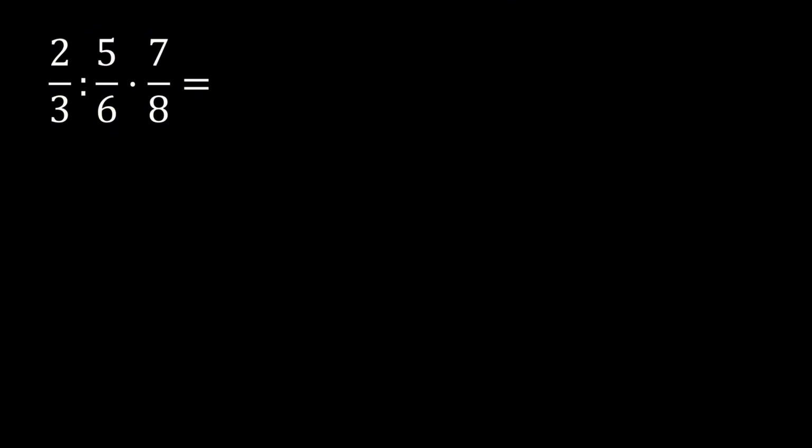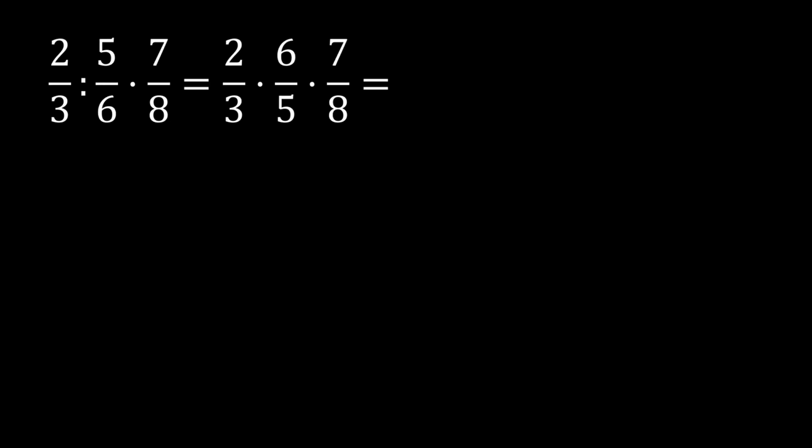When multiplication and division are mixed together in a fraction problem, the first step is always to flip the fraction that comes after the division sign and change the division to multiplication. In this case, we start with 2/3 divided by 5/6. We flip 5/6 to get 6/5 and change the division to multiplication. So now, instead of 2/3 divided by 5/6, we have 2/3 times 6/5 times 7/8.